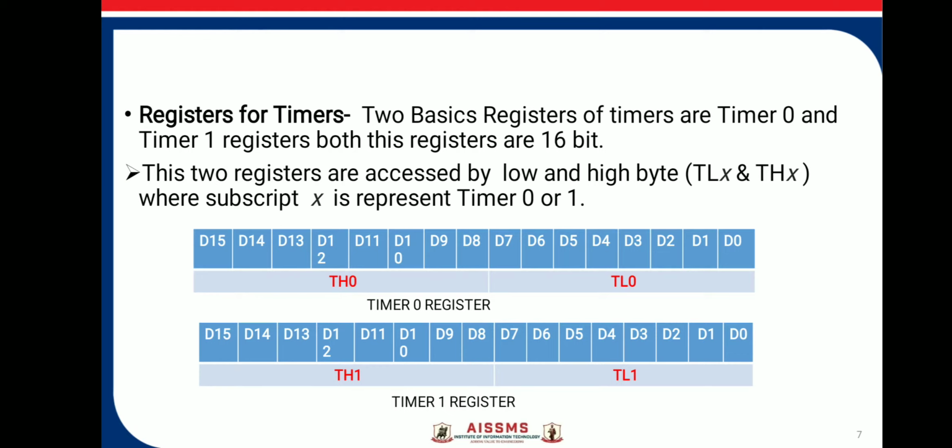In the 8051, there are two timers, timer 0 and timer 1. Both of these timers are 16-bit timers. The timer registers are again split into TL0 and TH0 for timer 0, and TL1 and TH1 for timer 1.